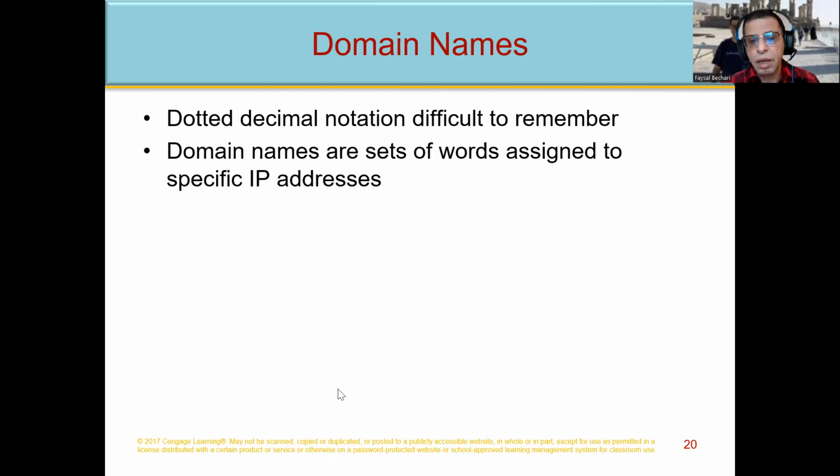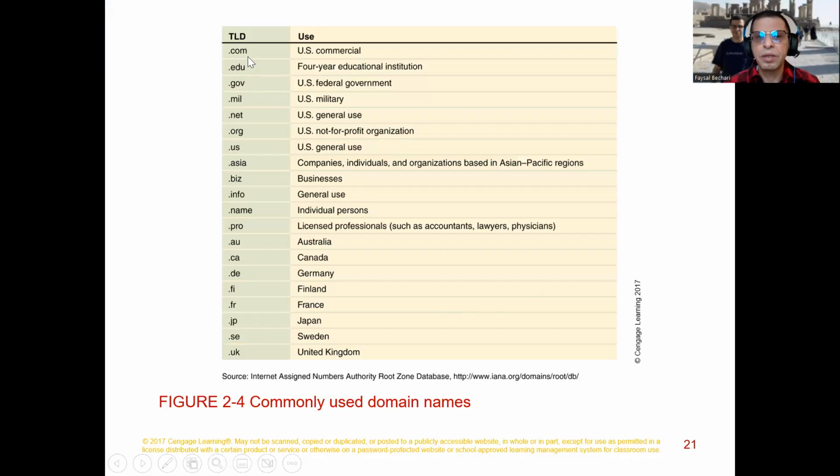Now, what's a domain name? Probably you're going to use the domain name. It's the dot-decimal notation that is difficult to remember because it's a number, so they change it to a name. Domain names are a set of words assigned to a specific IP address. So you have a specific IP address, which is a number, but a word is assigned to it so you can remember it better this way. And here are some examples.